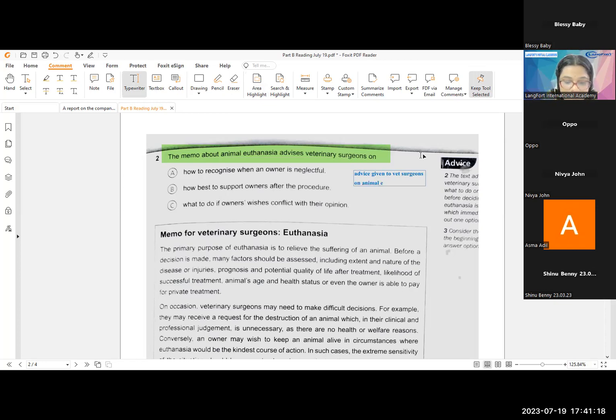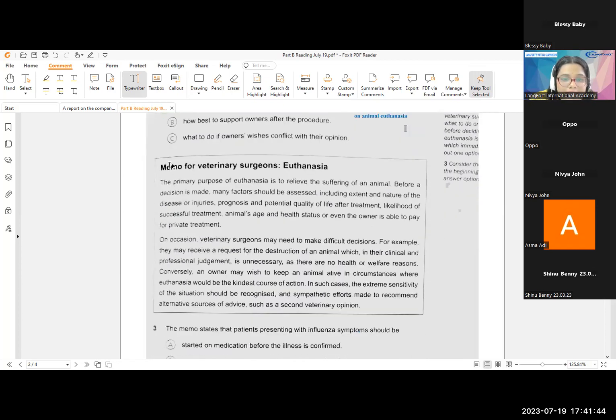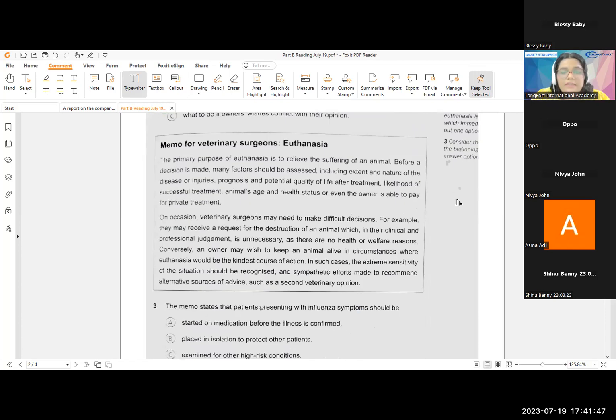Euthanasia, it's pronounced euthanasia. That means mercy killing. All of you take a second, go through the question. So this is an incomplete question. Look at the interpretation. A memo about animal euthanasia advises veterinary surgeons on what? What advice is given to veterinary surgeons? That's what we need to figure out. Okay? All right. Take 55 seconds, read the extract. All of you read the extract. This is the extract. Take 55 seconds and go through it.